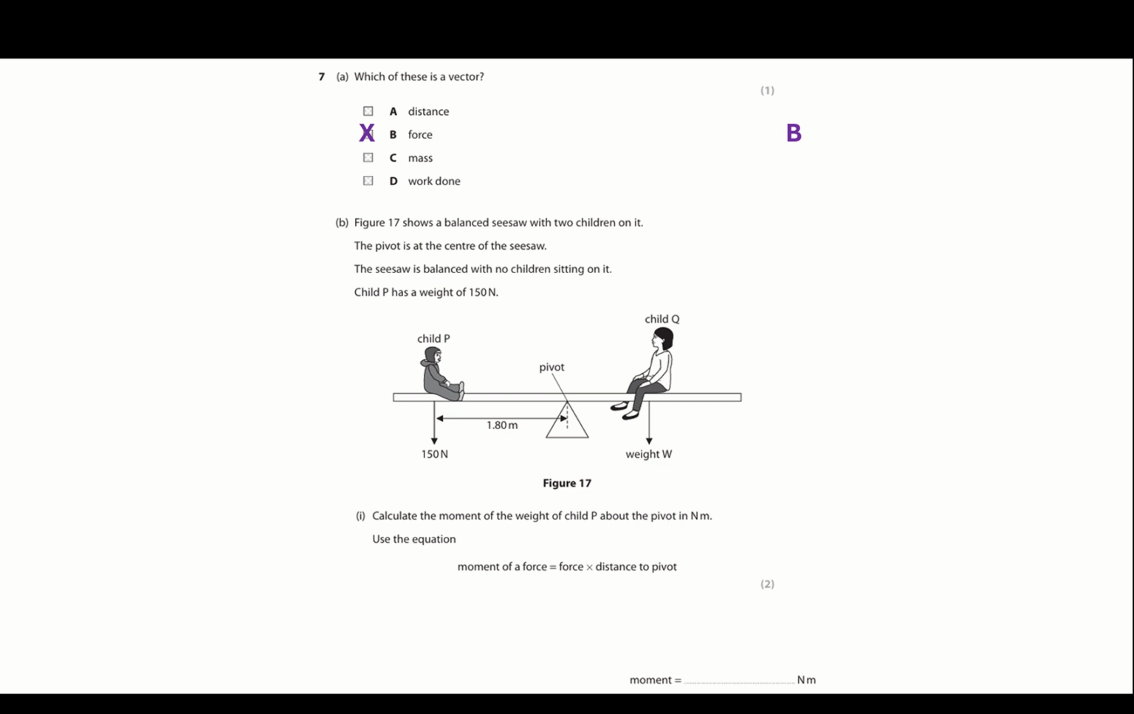Figure 17 shows a balanced seesaw. So it's in equilibrium. The pivot is at the center and it shows us that here. The child has a weight of 150 newtons. So we can see that there. It says calculate the moment of the weight of child P in Newton meters. So it wants it in Newton meters. That's in newtons. That's in meters.